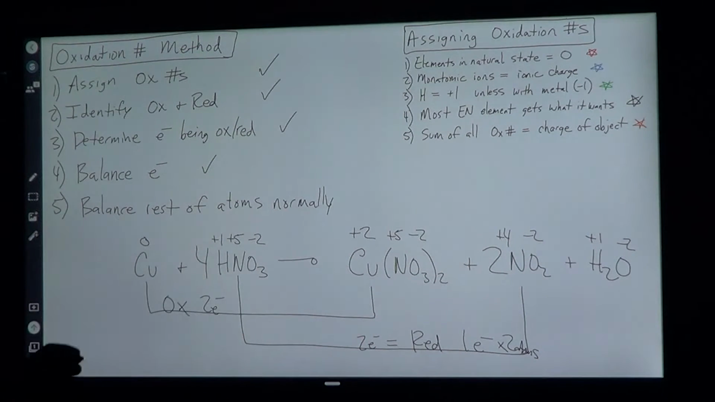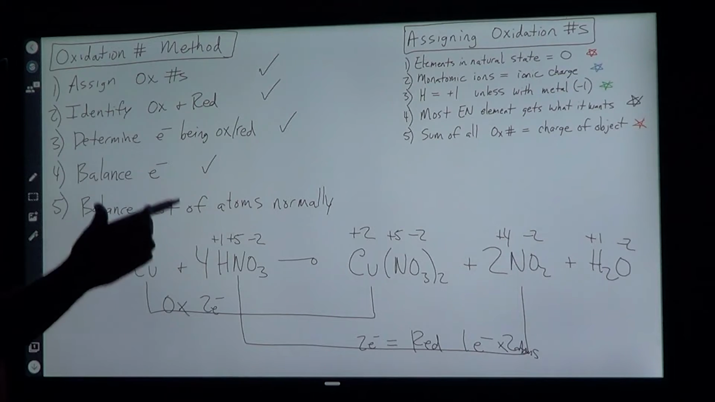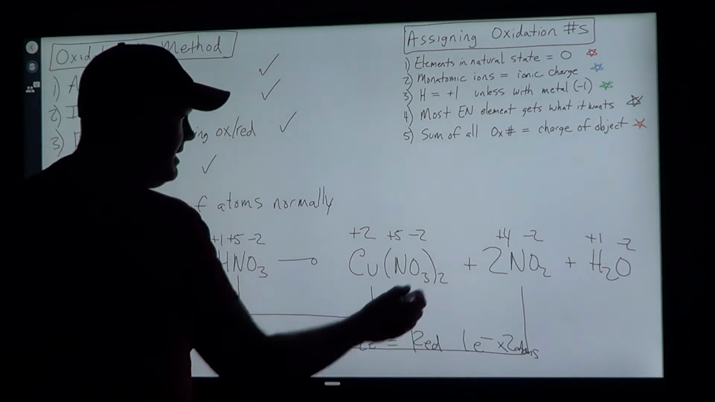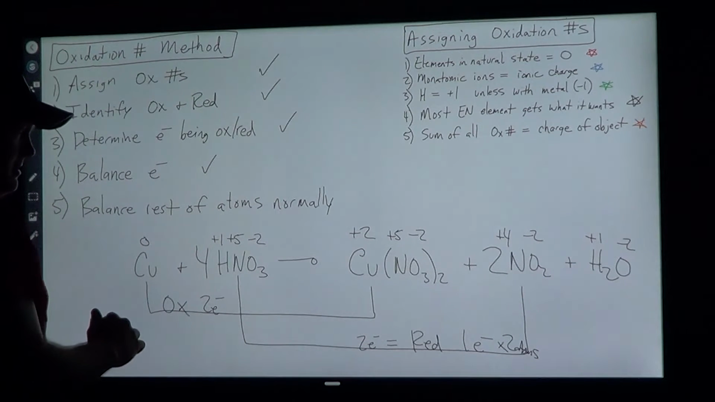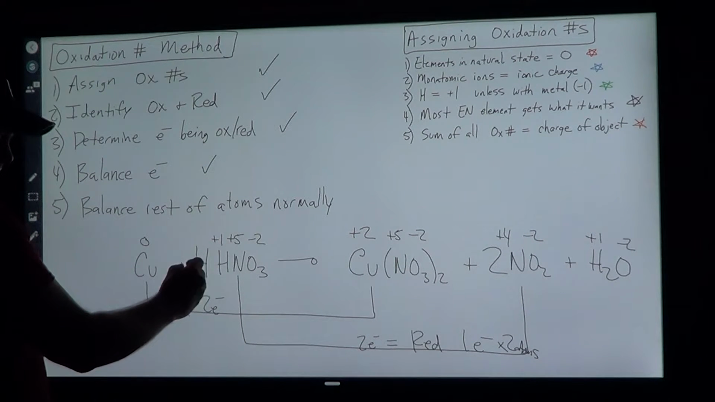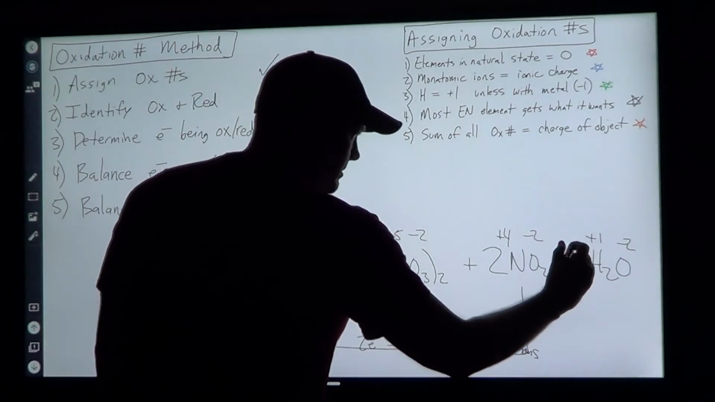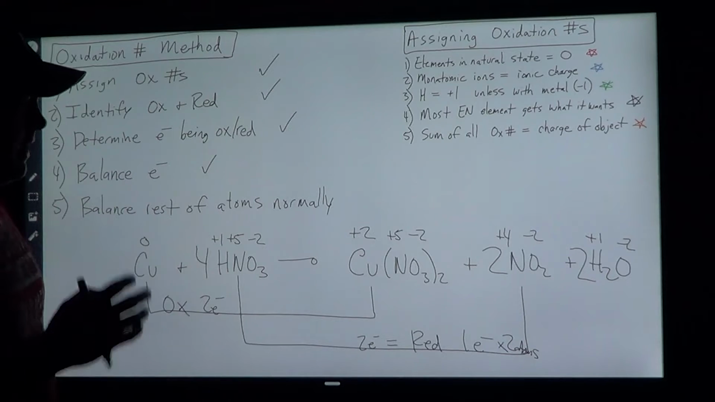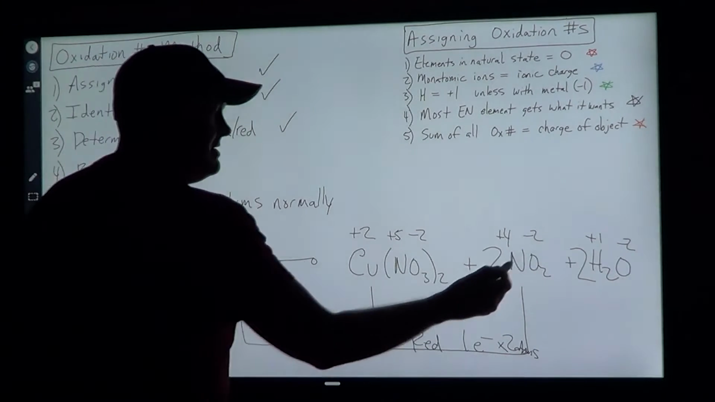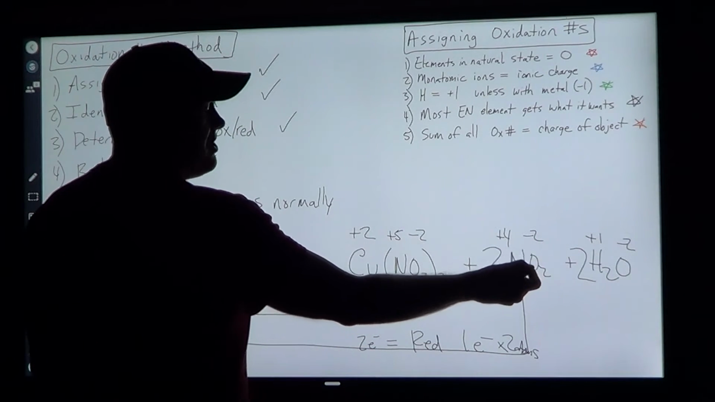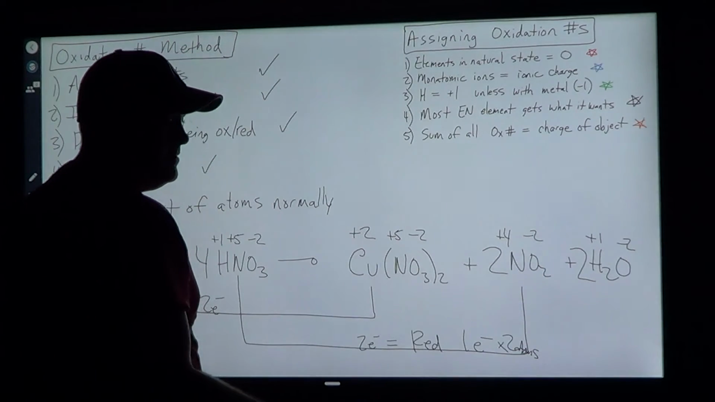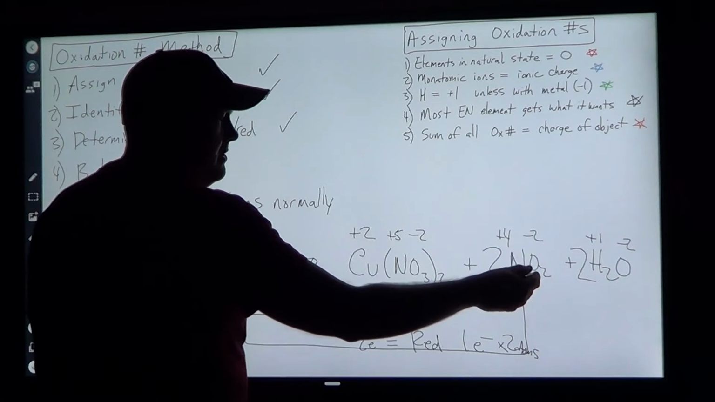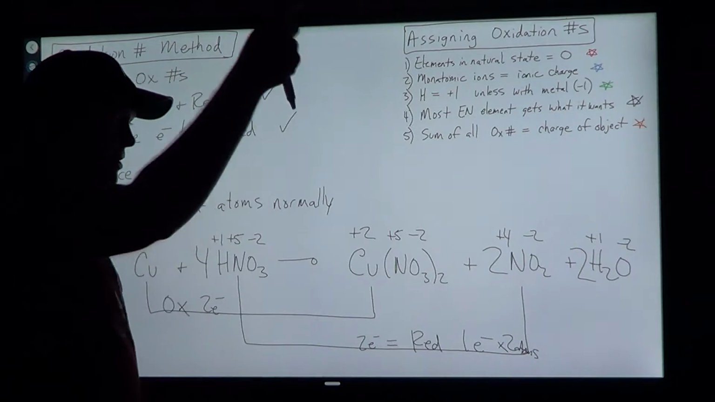The only thing that's not working right now is the waters, the hydrogens and the oxygens. But because everybody else is already balanced, we have 4 hydrogens here, which means we should be able to make 2 waters. And that should make sense because this substance came from a nitrate, which is NO3. So for every one of these that we made, we had 1 extra oxygen floating around somewhere.